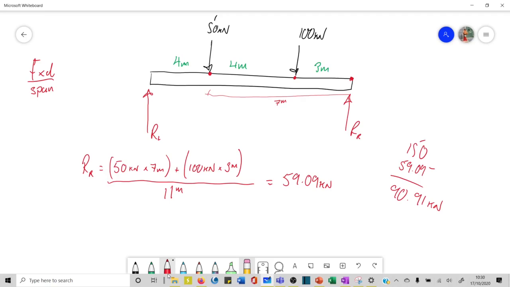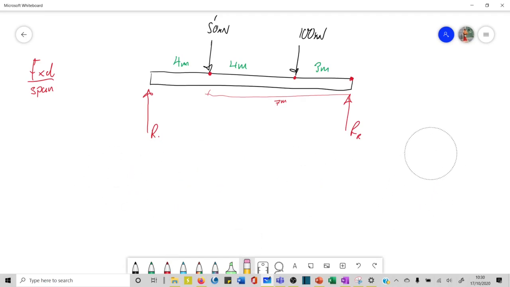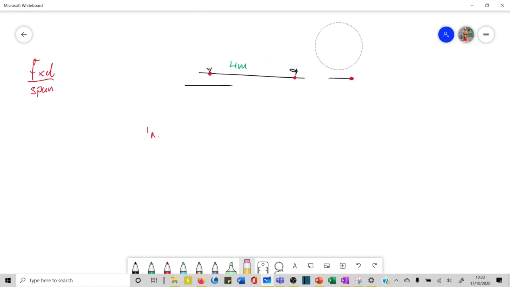Okay, so now we're going to take a look at UDL. In fact, I'll give you a quick example so you can work this one yourselves. Pause your video, and we'll come back in a second and see how you get on with this one.